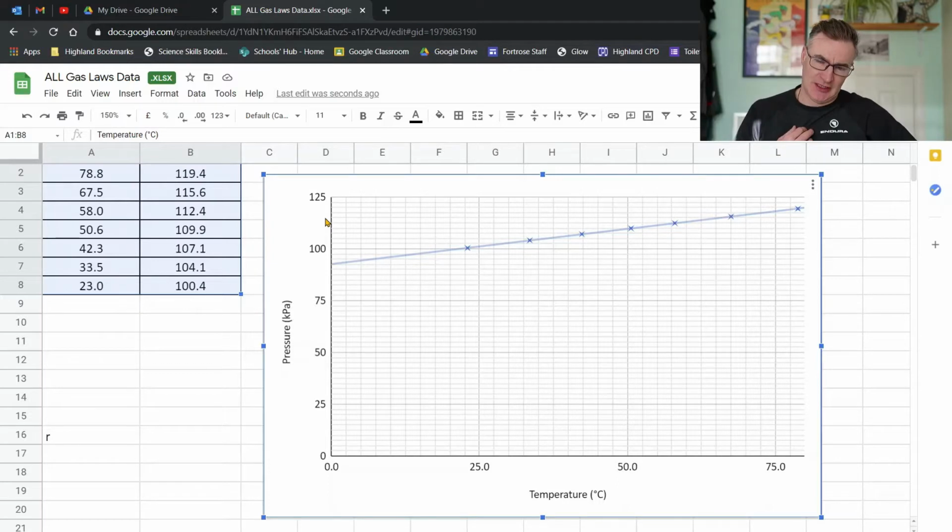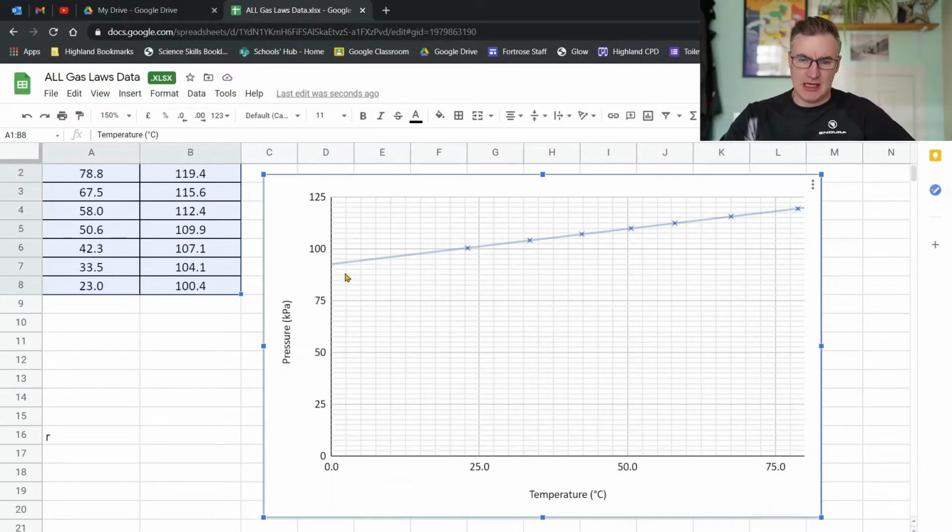But for us, it's not much use because what we're really wanting is something that is going to go through the origin, and this is substantially higher on the y-axis than 0. So it obviously is not a direct proportional relationship.